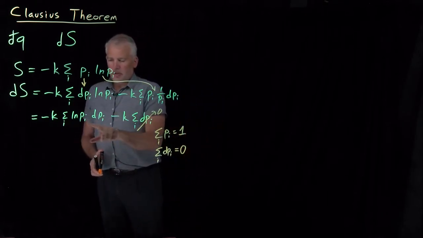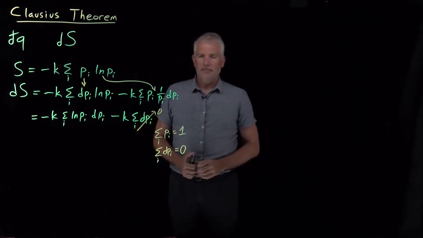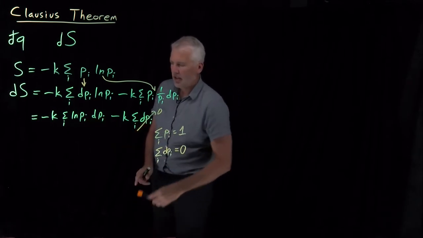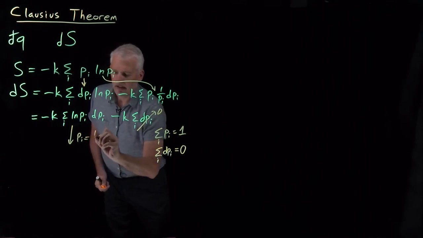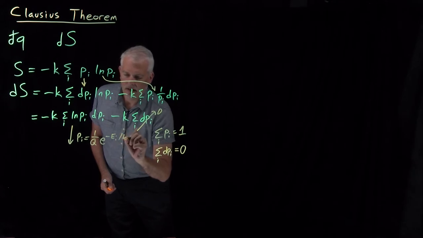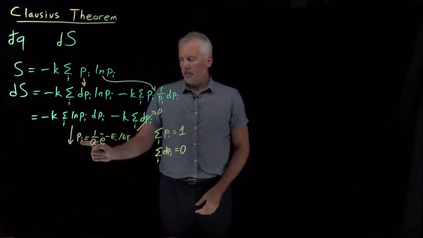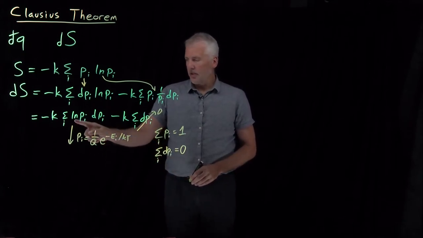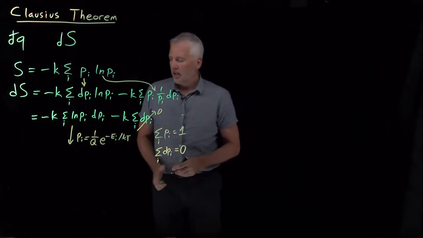Now we need to think about what to do with this term, sum of the log p times dp. But again, think about what these probabilities are. The p's are probabilities. Boltzmann tells us that the probability is 1 over q e to the minus energy over kt. So the thing we need to take the logarithm of is 1 over q e to the minus energy over kt. That's a good thing because this log will end up partially canceling the exponential that's in this term.